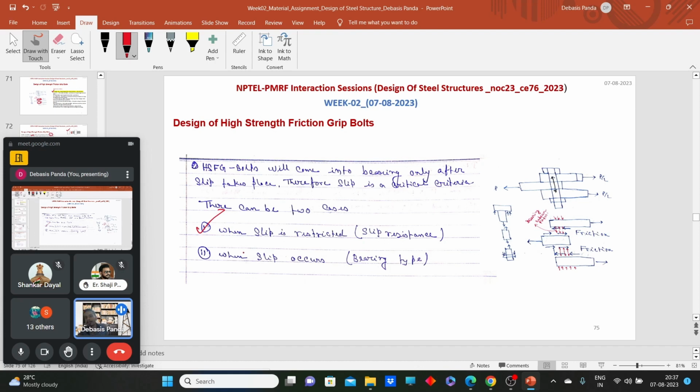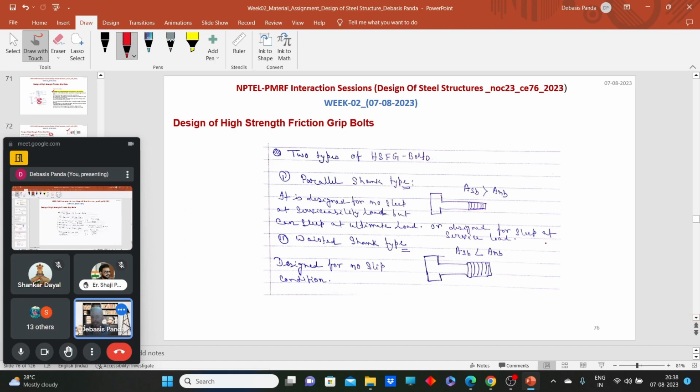And the other, when slip may occur. Then what will happen? This frictional type bolt will act as a shearing or normal bearing type bolt, which will transfer the load in shearing or bearing action. So two things can occur using high strength frictional grip bolts: one, when the slip resistance is considered, and one, when the slip resistance is not considered.